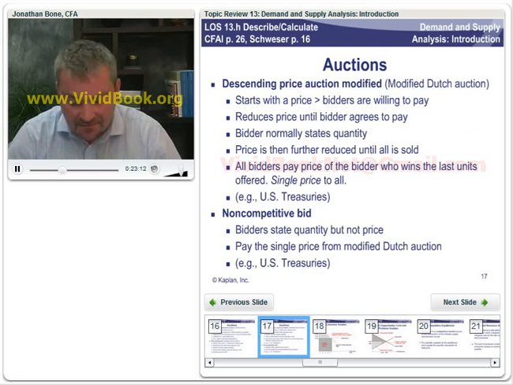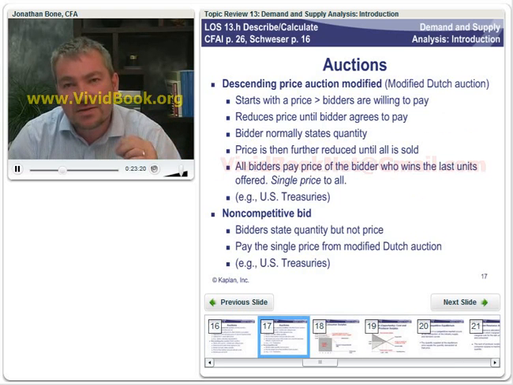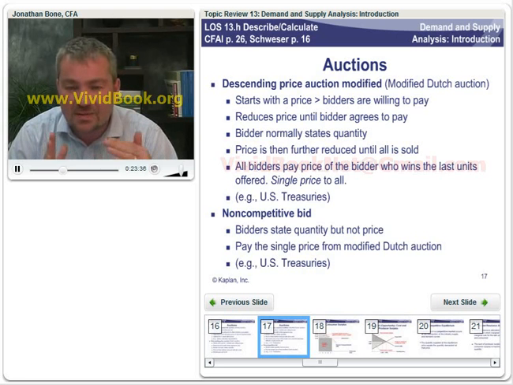So let's start off with a modified Dutch auction. We looked at Dutch auction on the previous slide, where each bidder paid the price that they bid. Now, a modified Dutch auction is going to be exactly the same, but instead you don't pay the price you bid, you pay a single price. And that single price is typically the lowest bid price that completely cleared the market. In other words, when we get to the lowest bid and then there is no more supply of the product being auctioned, that sets the single price.